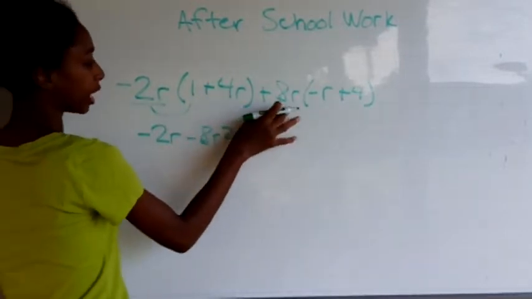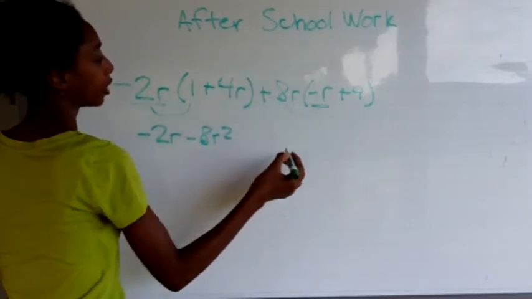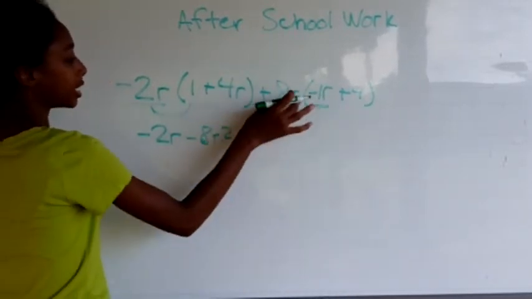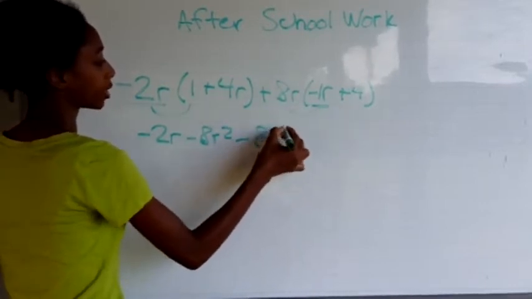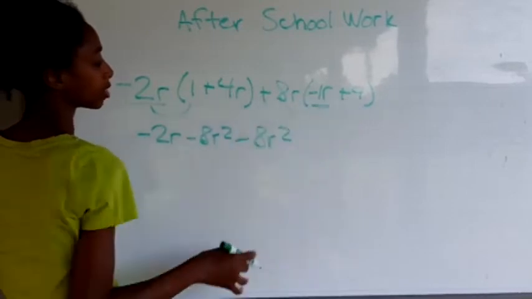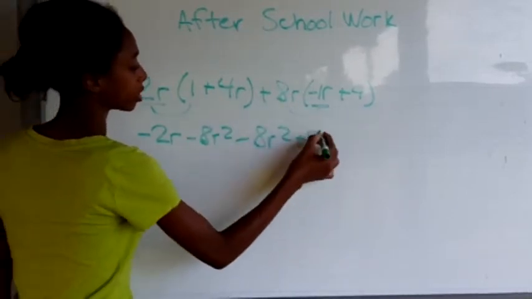So then we have positive 8r times negative r. Remember, that's like a negative 1. So 8 times negative 1, negative 8, and then r and r is r squared. And then 8 times positive 4 is going to be positive 32.